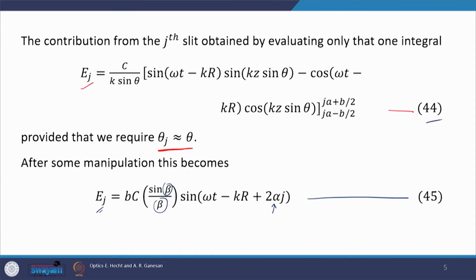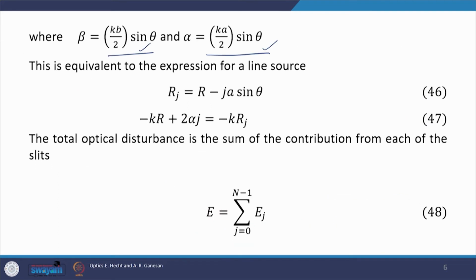Now, if you go to the phase part of equation number 45, then you see that we have a sine function with omega t, and if you take minus out, then you will have this as a second term. Now, Kr minus 2 alpha j is the phase part in equation number 45. This is a time varying phase part, and this is the spatial, space dependent phase part. And it is Kr minus 2 alpha j. Let us talk about this.